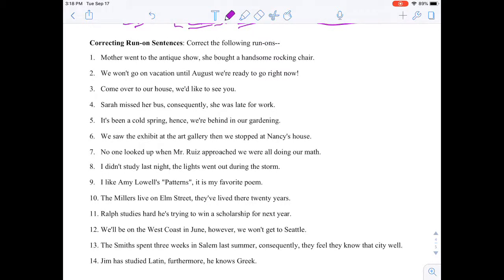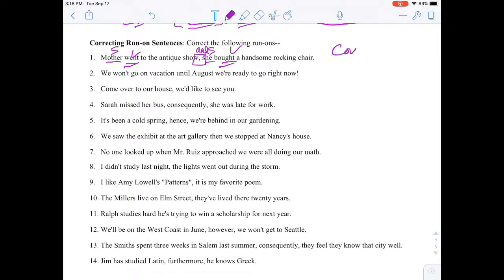Mother went to the antique show. She bought a handsome rocking chair. All right, so we have mother went, she bought. In between those 2 is just a comma. That's a comma splice. So you need a conjunction, right? So we can say mother went to the antique show, comma, and she bought a handsome rocking chair. That is no longer a run-on sentence.